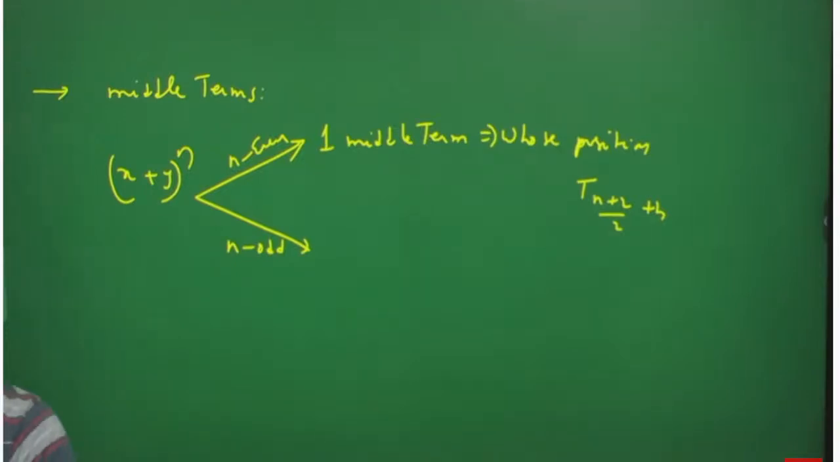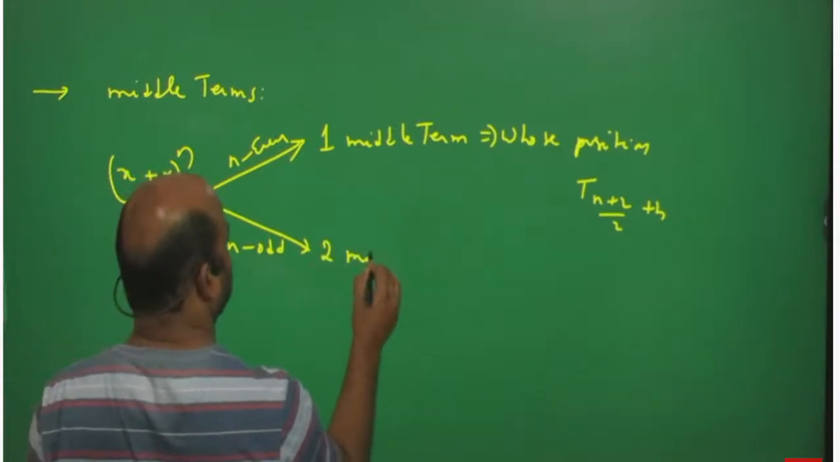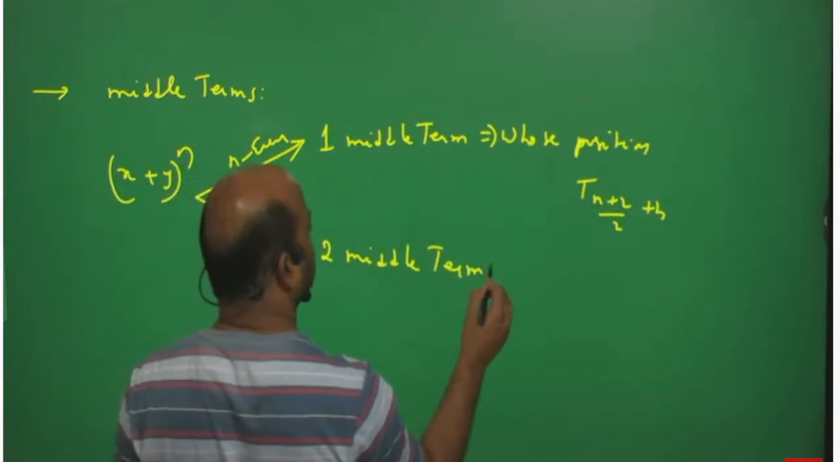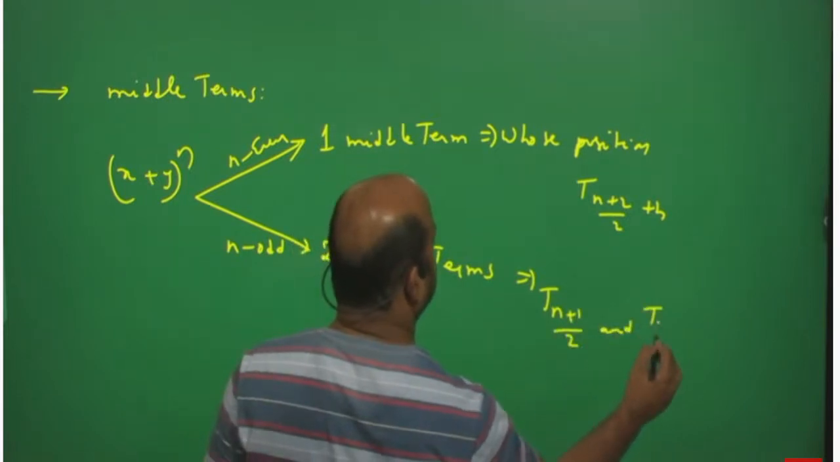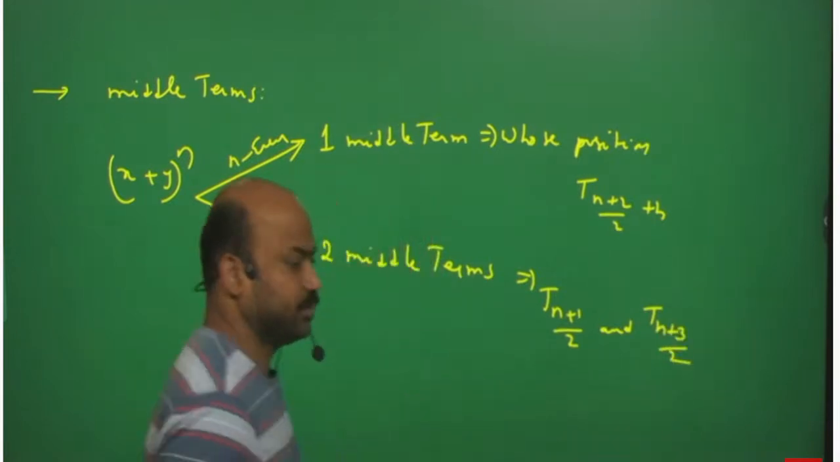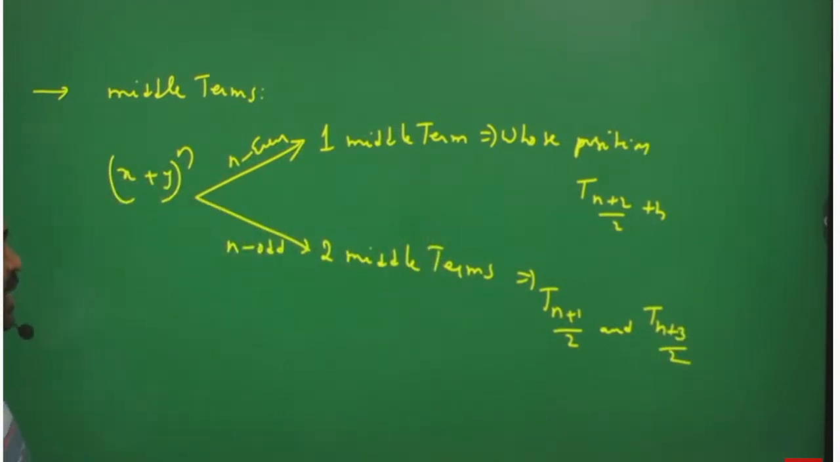When n is odd, you will have how many middle terms? Two middle terms will be there. And their positions are T((n+1)/2)th and T((n+3)/2)th. Can I repeat? T((n+1)/2)th and T((n+3)/2)th. Have you got what I said? Clear, everyone? Now move to the next one.